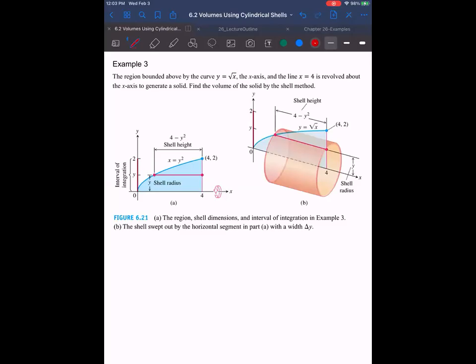Yep. Anybody get an answer here? Want to share? I think it's 8 pi. Oh, now a lot of people agree.